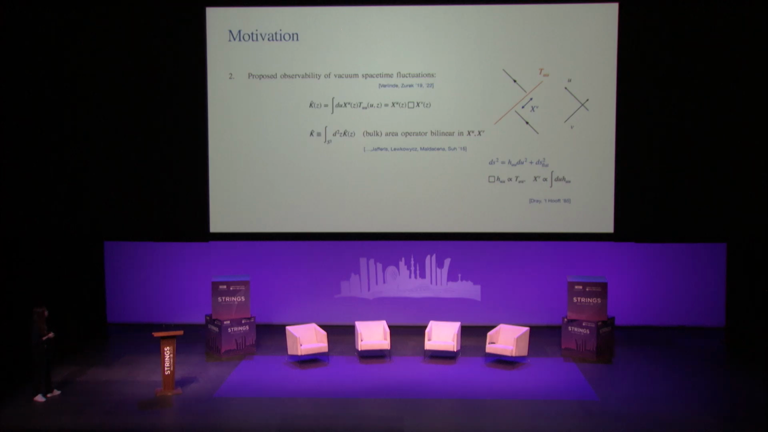Now, on a different line of thought, but still inspired by many findings in the context of AdS/CFT over the past many years, is this proposal, perhaps a bit more controversial, of Verlinde and Zurek, which claims that vacuum space-time fluctuations in quantum gravity could be observable. So I'd like to briefly describe the idea here.